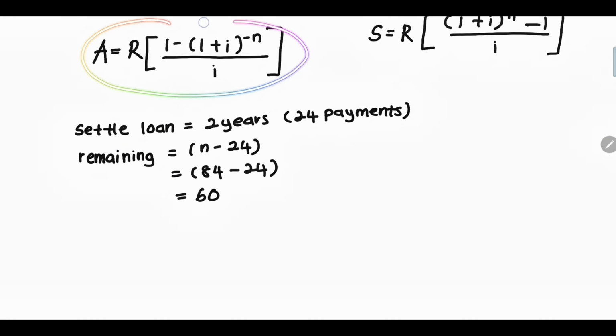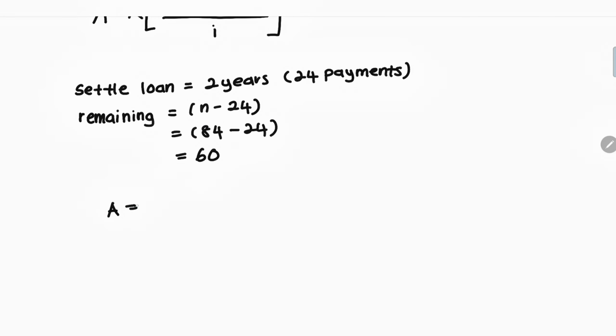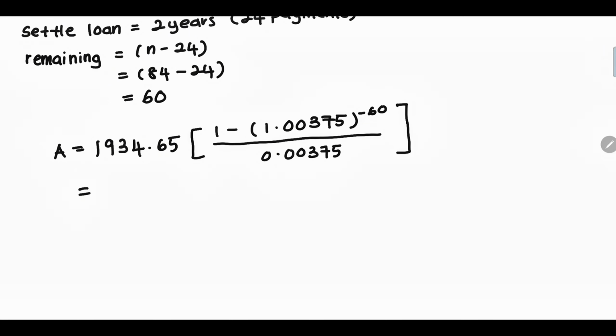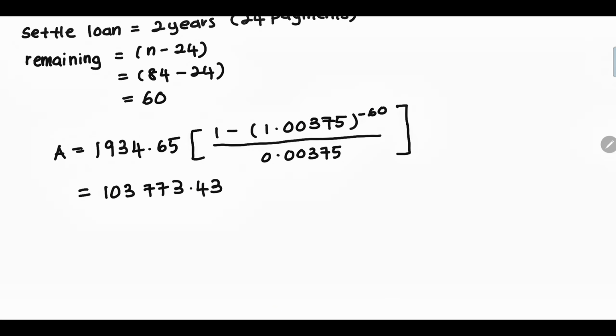Using the outstanding balance equation, A equals 1,934 ringgit 65 cents times 1 minus 1.00375 to the power of negative 60 divided by 0.00375, and we will get 103,773 ringgit and 43 cents. This is the amount that we have to pay for the remaining payments.